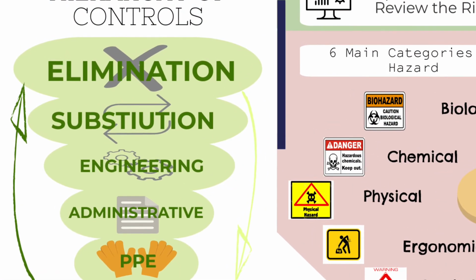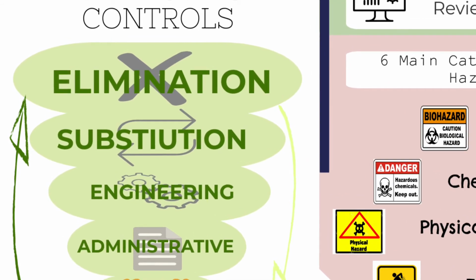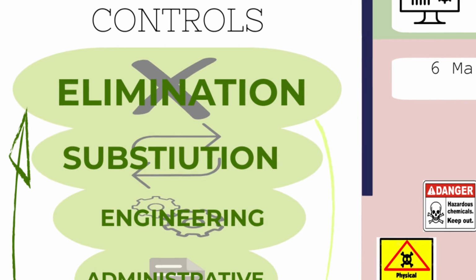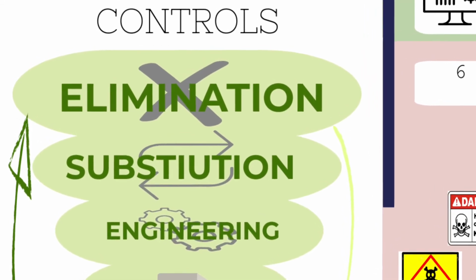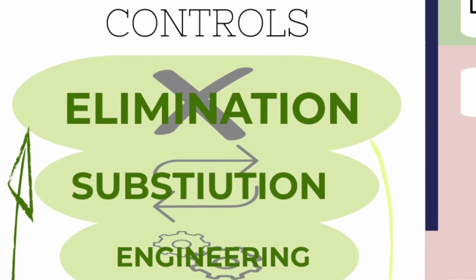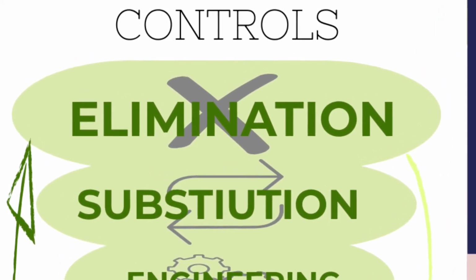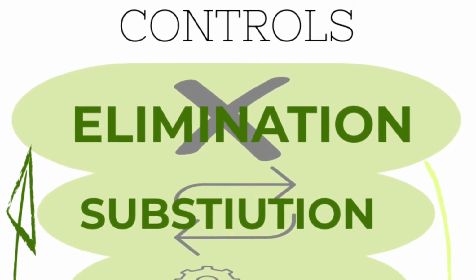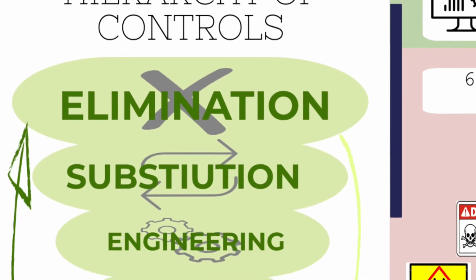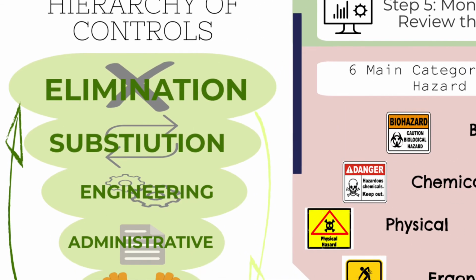Elimination and substitution, while most effective at reducing hazards, also tend to be the most difficult to implement in an existing process. If the process is still at the design or development stage, elimination and substitution of hazards may be inexpensive and simple to implement. For an existing process, major change in equipment and procedures may be required to eliminate or substitute for a hazard.